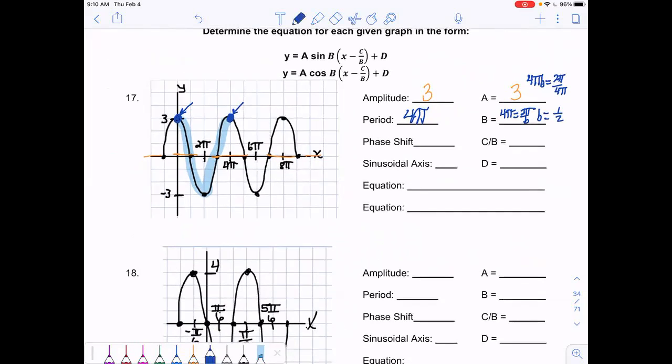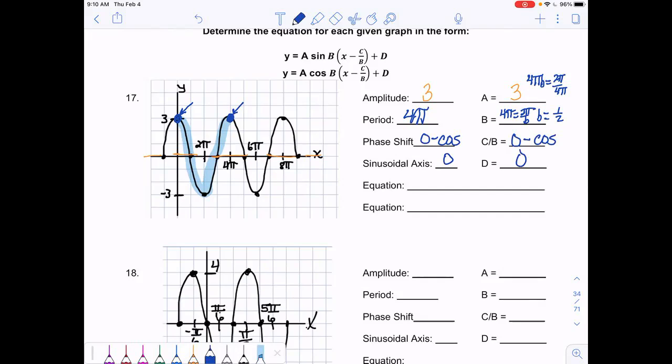Yeah, it starts on the 0. The first peak is at 0. So the phase shift is going to be 0. And I'm going to put cosine next to that. So that means C over B is 0 for cosine. Brenna, where's the center of the graph? The sinusoidal axis, that fancy name, is the horizontal center of the graph. Also 0, yeah.